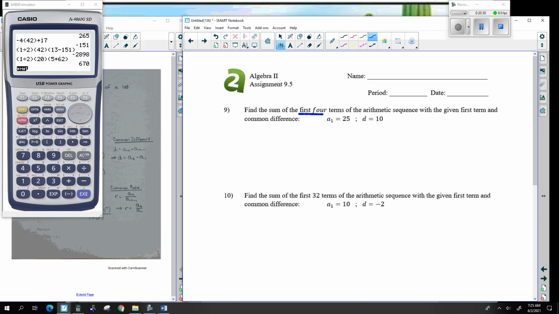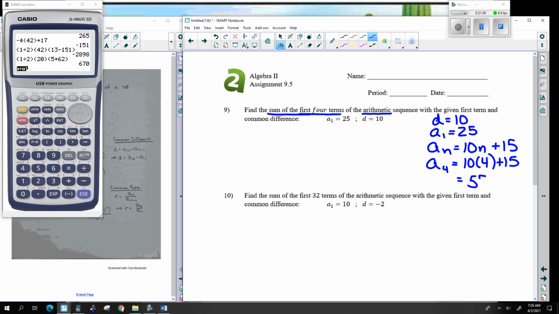Okay, the sum of the first 4 terms, arithmetic. 25 minus 10. I'm looking for the fourth term. So 40 plus 15. That's the sum.